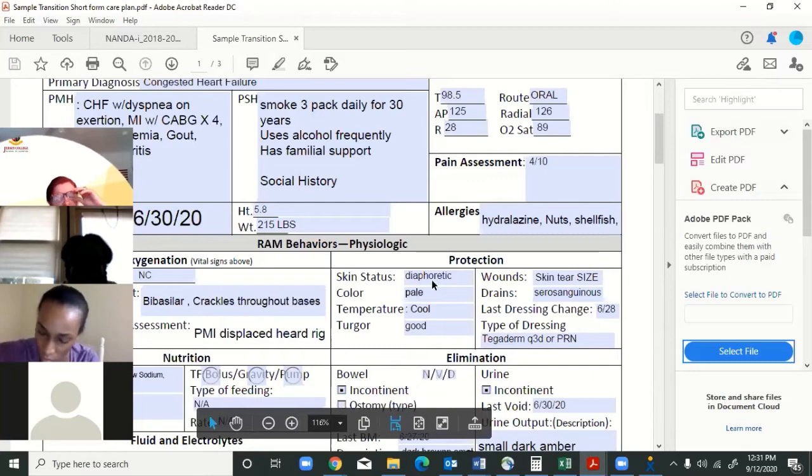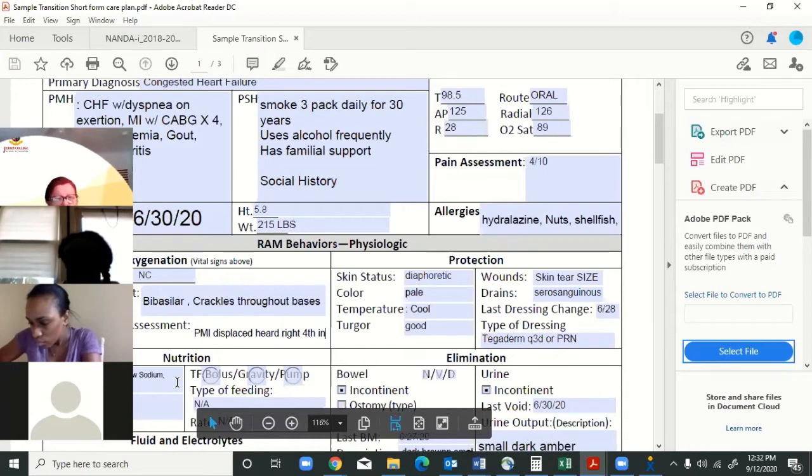All right, skin status. I want to know what it was. If it's there on the paper, I expect it to be documented on here. Same thing if there's any wounds, any drains, any dressing. If there is a wound with a dressing, when was the last time it was changed? So for this, you may not necessarily have a wound, but maybe you have something going on with the shunt, with the dialysis shunt. So whatever it is, that's what you want to document.